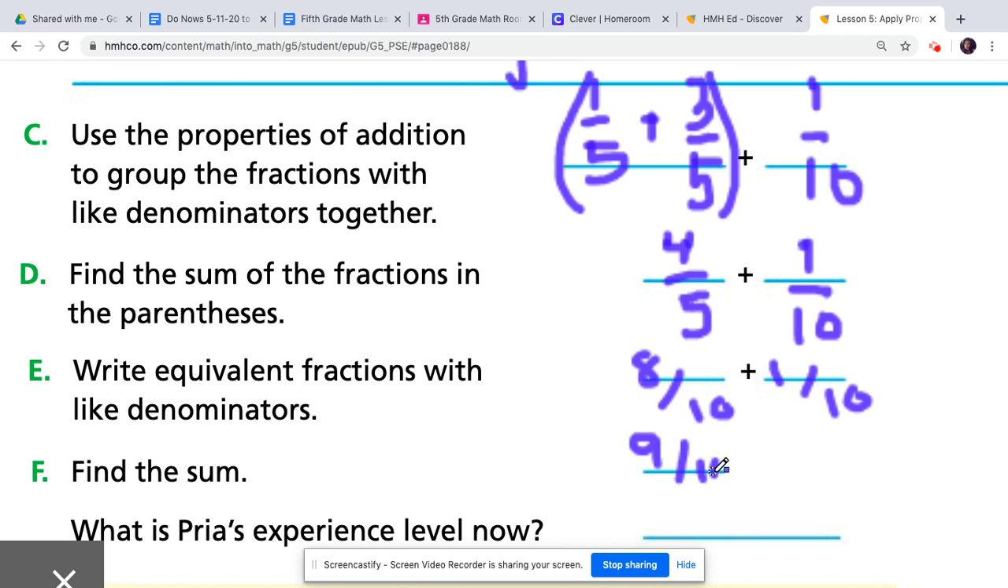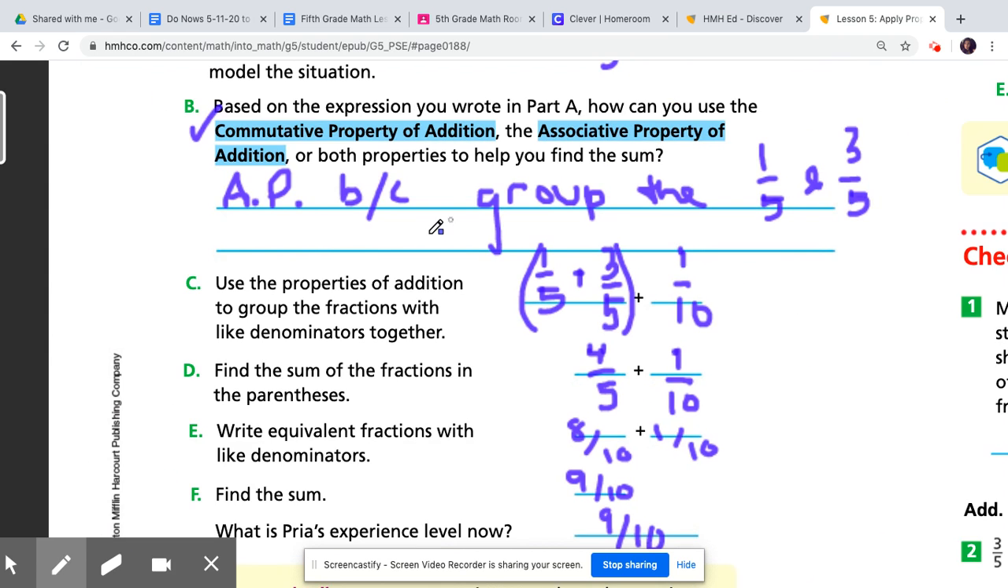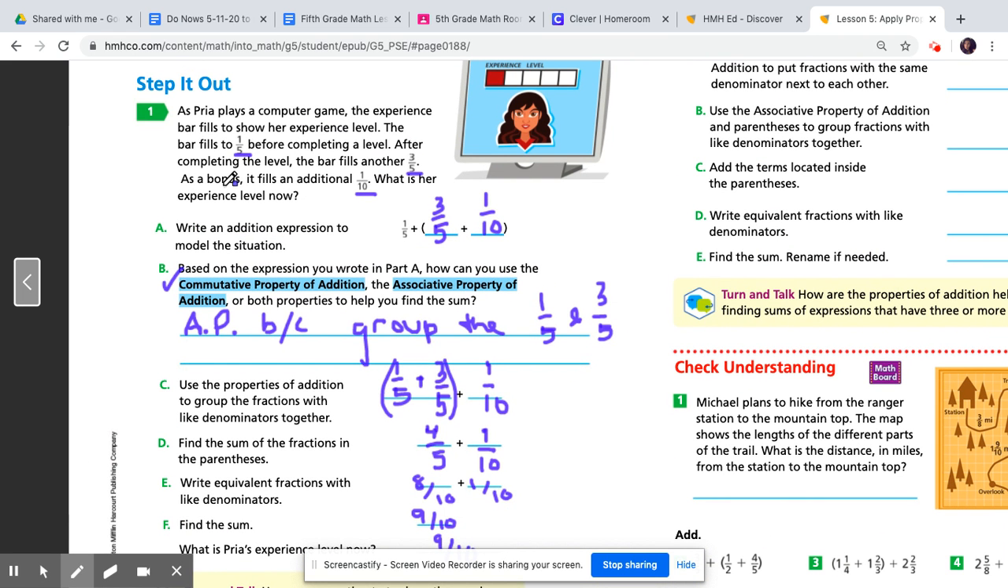Okay, so part of it is just a sum. And then finally it says, what is Priya's level of experience now? 9/10. Okay, now you would say 9/10, and then you have to label it. Now that it's bringing it back specific to Priya's experience, you have to go back and say, well, what were they looking for in my label?